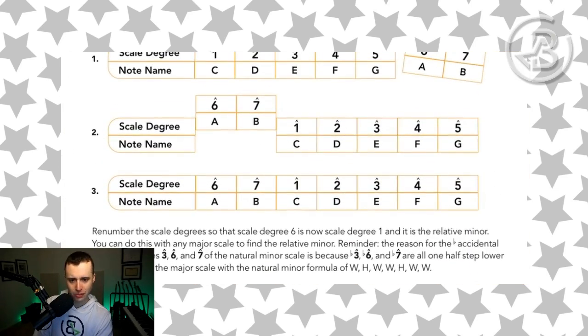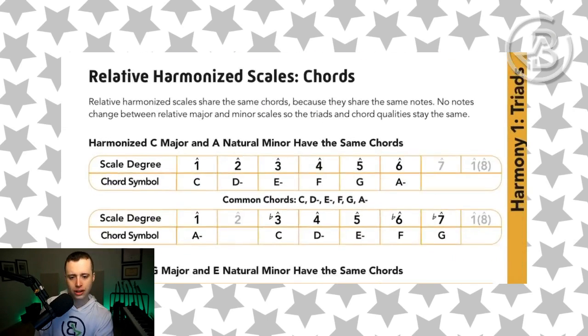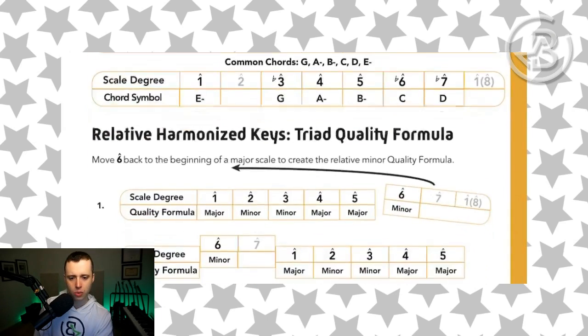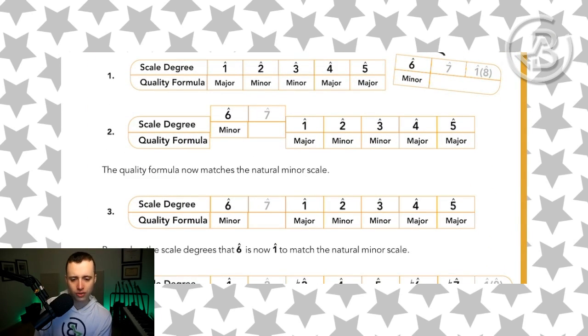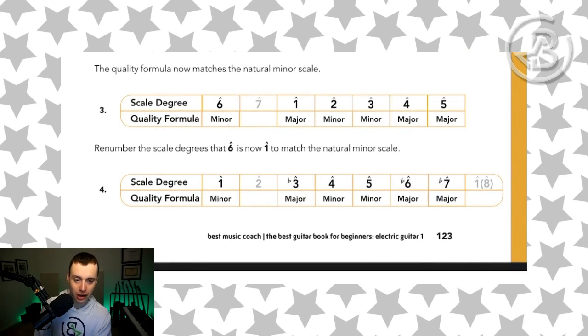We looked at it right up here, scale degree 6 and scale degree 7 from the scale, going to the front. We're doing the same exact thing here. We're just looking at it instead of scale degrees, we're looking at it with the triad quality formula. Then we have minor, skip, major, minor, minor, major, major. And then we end up with that formula of minor, skip, major, minor, minor, major, major.